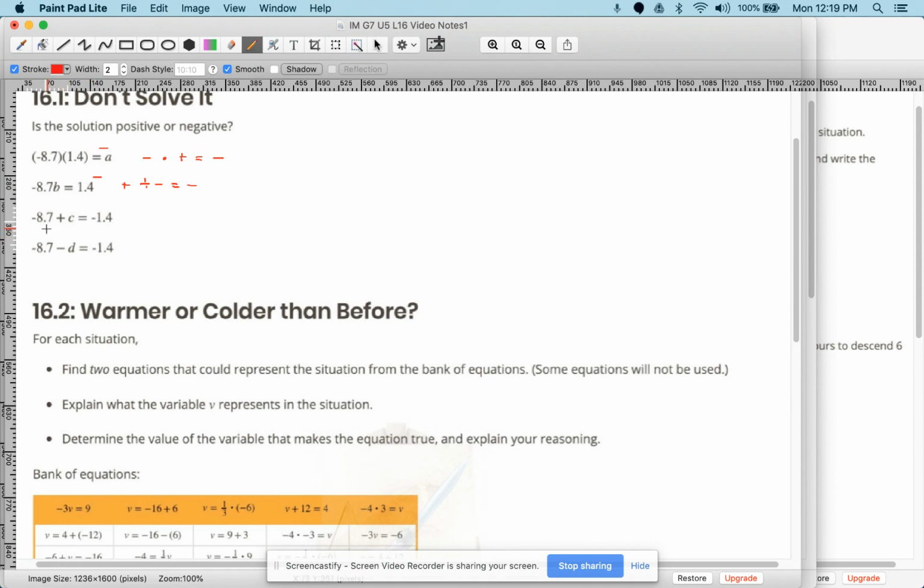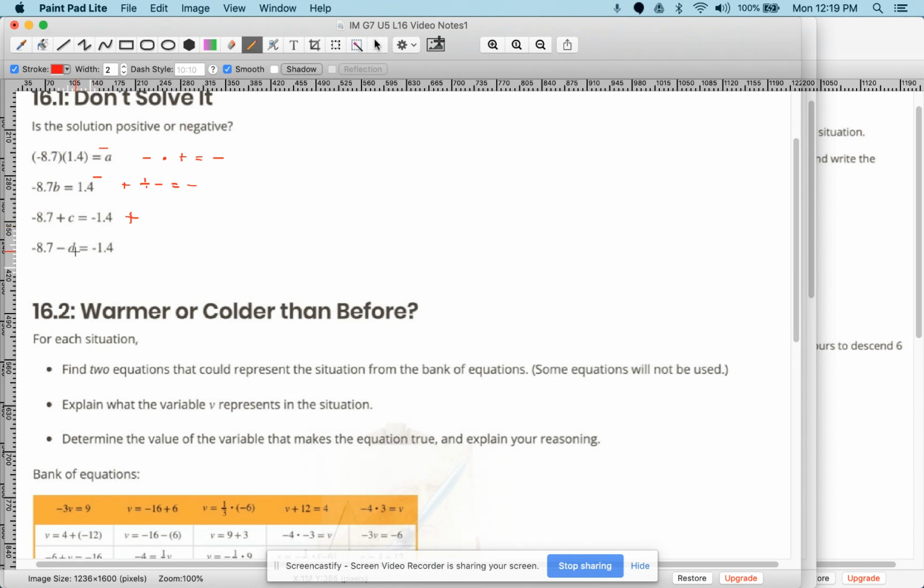Here we have a negative 8.7 and we're adding a number that's going to give us a negative 1.4. In order for negative 8.7 to end up a smaller negative number, we must add a positive number. When we add and subtract positives and negatives, we have to take the difference. So it has to be a positive number that's smaller than the 8.7.